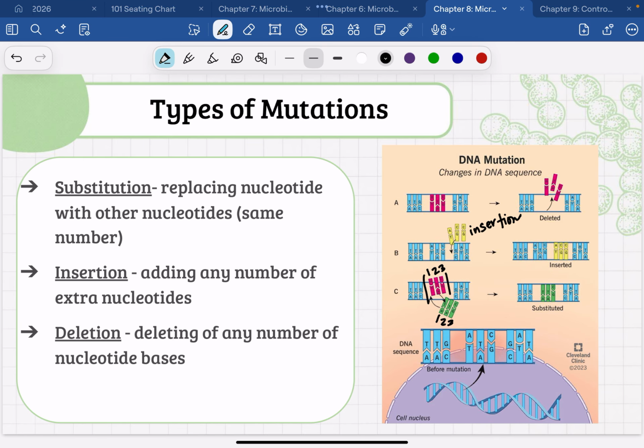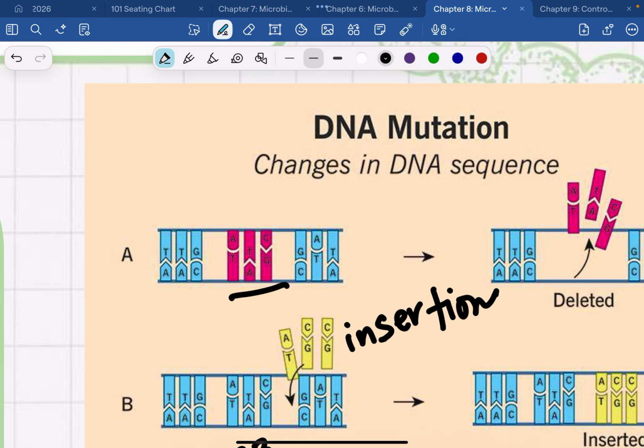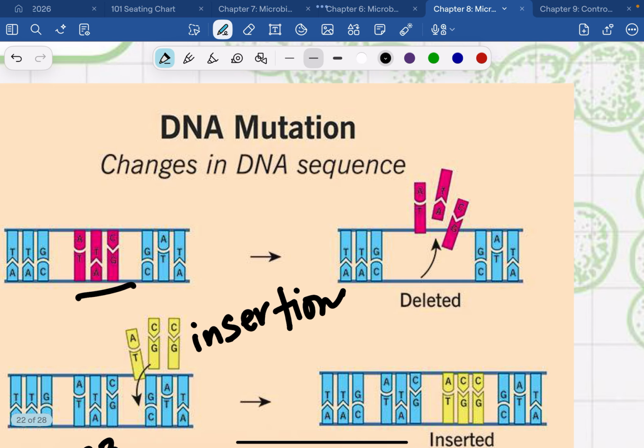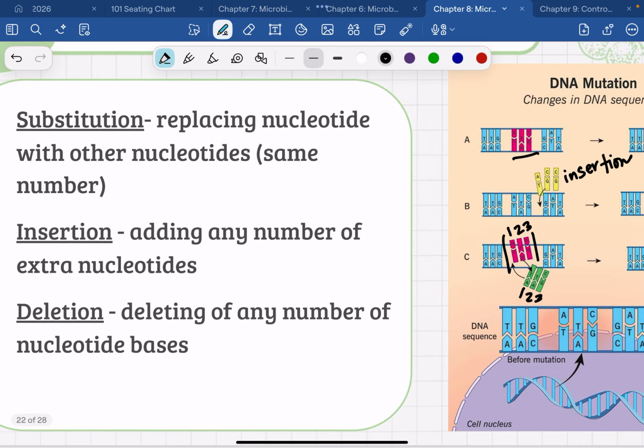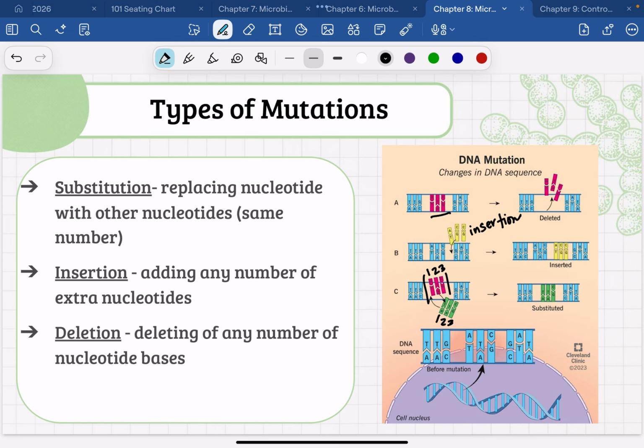A deletion is the deleting of any number of nucleotide bases. Okay, you're just erasing them. So in this case, we're erasing these pink ones. They're just going to be pulled right out of the DNA. Deleting them. And again, that can be any number. 1, 2, 1,000. Doesn't matter. Any number.